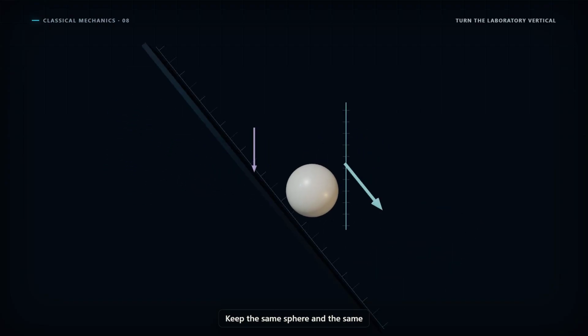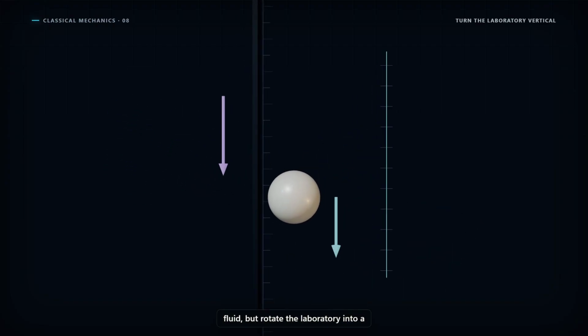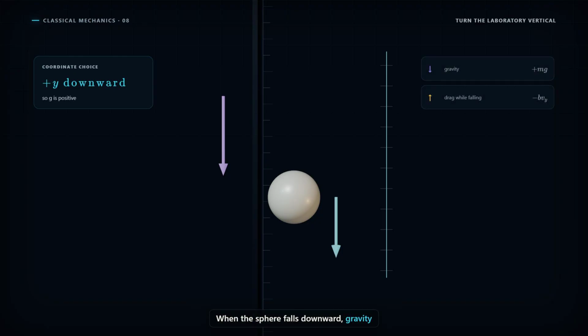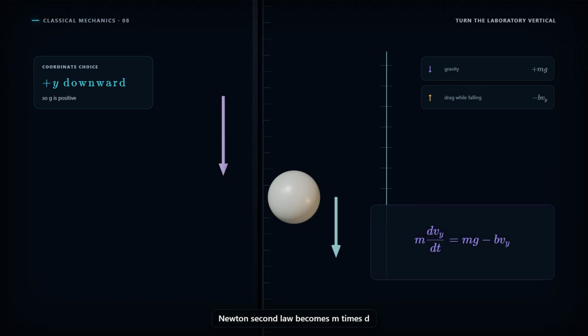Keep the same sphere and the same fluid, but rotate the laboratory into a vertical shaft. We choose y positive downward, the direction of gravity. This choice makes g positive. When the sphere falls downward, gravity contributes plus mg, while drag points upward and contributes minus bvy. Newton's second law becomes m dvy/dt equals mg minus bvy.